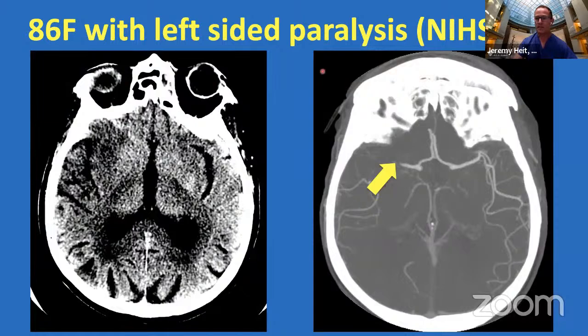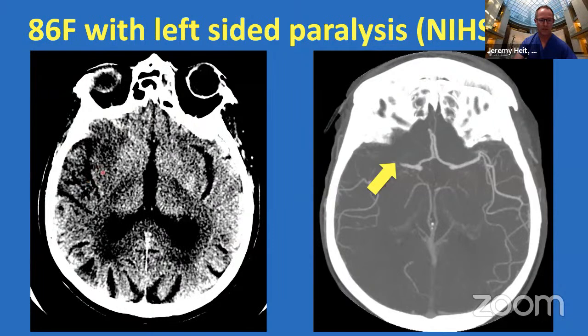So here's an example of ASPECTS. This is an 86-year-old with left-sided paralysis and a high stroke scale. We see on the CT angiogram that there's a right M1 occlusion shown by the yellow arrow. And here's the non-contrast CT. I've windowed this to help us see that density difference. When we do that, we see that this is a little bit more black, meaning there's a little bit of injury here, and edema and fluid.